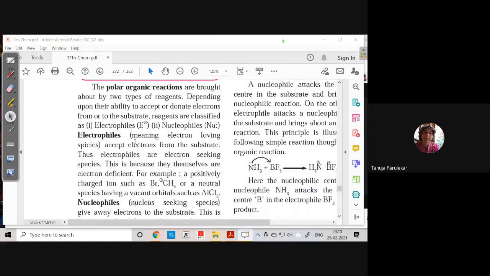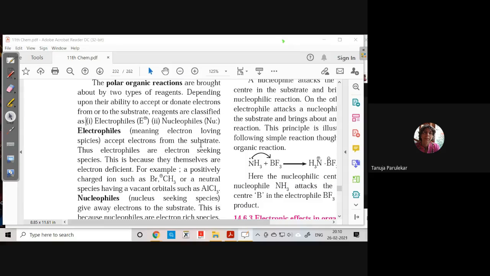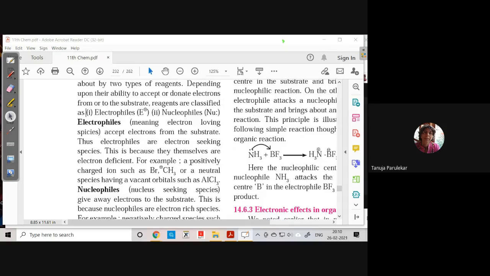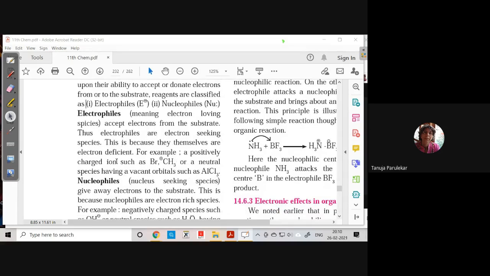So electrophiles, meaning electron loving species, accept electrons from the substrate. Thus electrophiles are electron seeking species. This is because they themselves are electron deficient, म्हणून त्यांना आपण इकडे पॉझिटिव्ह दाखवलंय. For example, a positively charged ion such as Br or CH3, or a neutral species having a vacant orbital such as AlCl3. These are few examples. Okay.